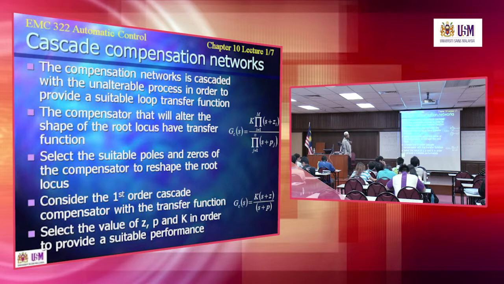And then, if we add this compensator to our system, in your design you need to determine what should be the value of Z, the value of P, and the value of K. Once you determine the values of these three parameters, basically you have completed your design, if the design later on fulfills the specification, okay? It provides suitable performance for your system.